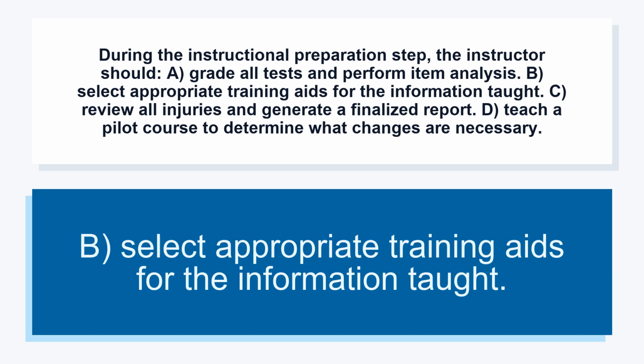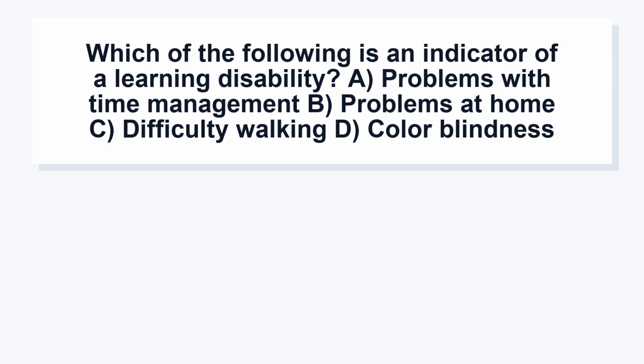B. Select appropriate training aids for the information taught. Which of the following is an indicator of a learning disability? A. Problems with time management. B. Problems at home. C. Difficulty walking. D. Color blindness.